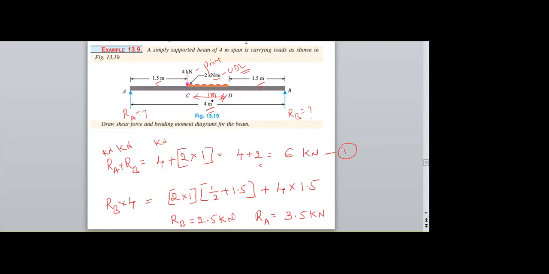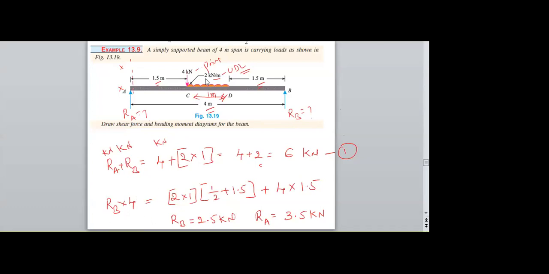And the second equilibrium condition is the sum of the moments at A. Consider the section at A. And consider the moments on the right hand side, the forces and their perpendicular distances. The forces and their perpendicular distances need to be considered. So RB into the distance, here 4, RB into 4.